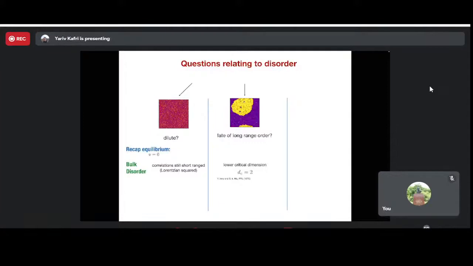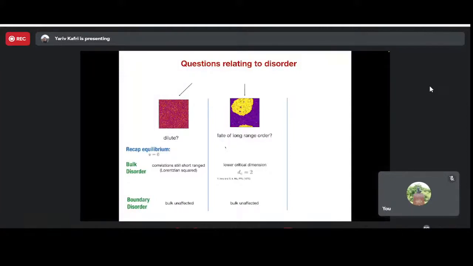Then if I put boundary disorder on the system, so just take one boundary of the system, say a left one, and put disorder only along the boundary, then it's well known that nothing happens. It's a sub-extensive correction to the free energy. The free energy doesn't care at all about the boundary, so I can ignore it. So boundary disorder does nothing for the dilute phase or the existence of long-range order.